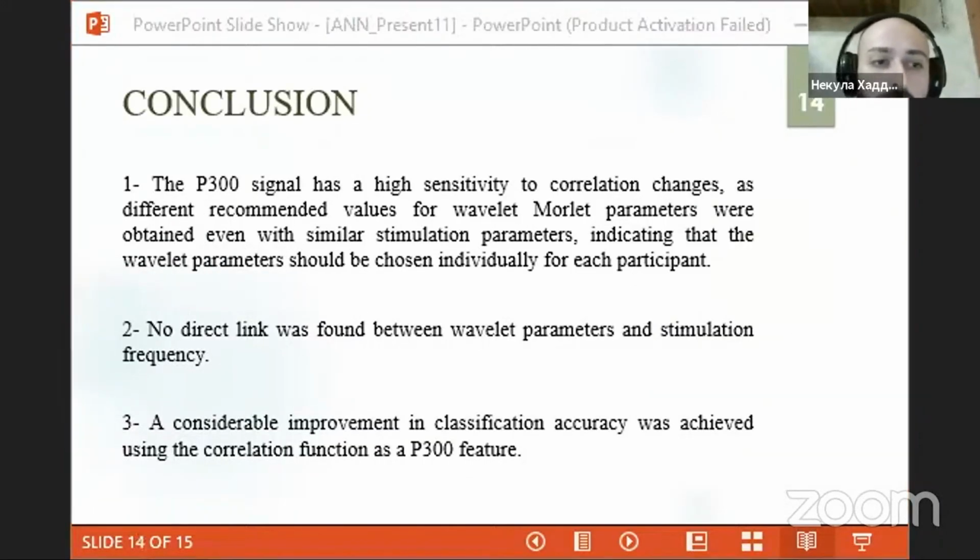Before I finish, I would like to leave you with the following conclusions. The P300 signal has a high sensitivity to correlation changes, as different recommended values for wavelet Morlet parameters were obtained, even with similar stimulation parameters, indicating that the wavelet parameters should be chosen individually for each participant. No direct link was found between wavelet parameters and stimulation frequency, while on the other hand, a considerable improvement in classification accuracy was achieved using the correlation function as a P300 feature.